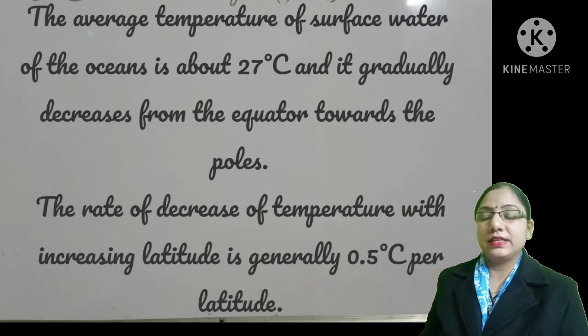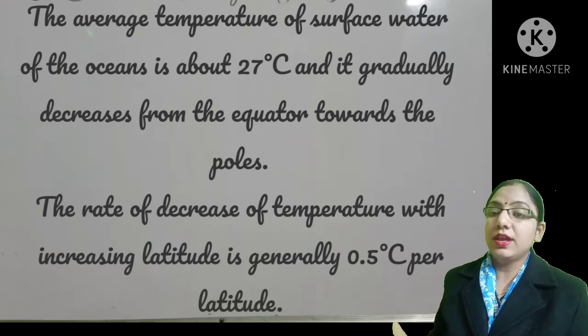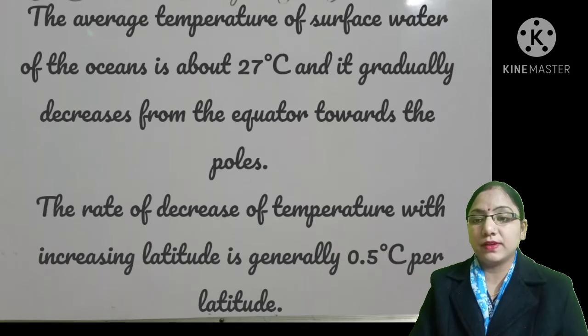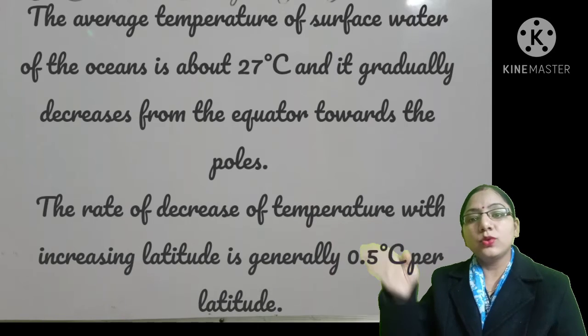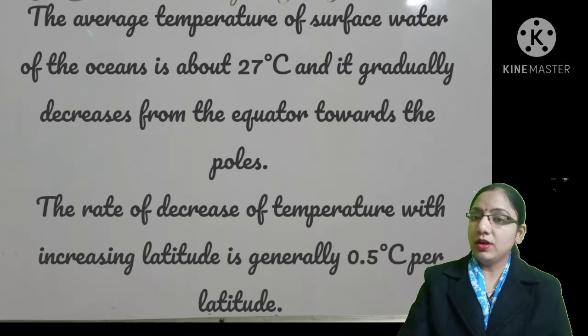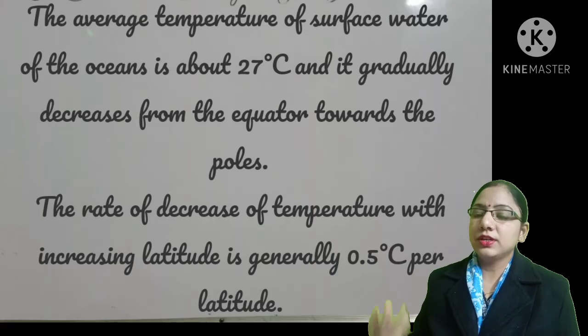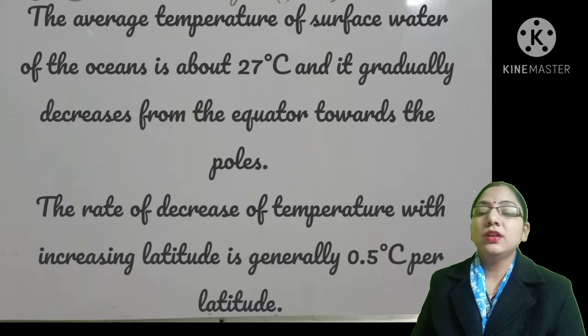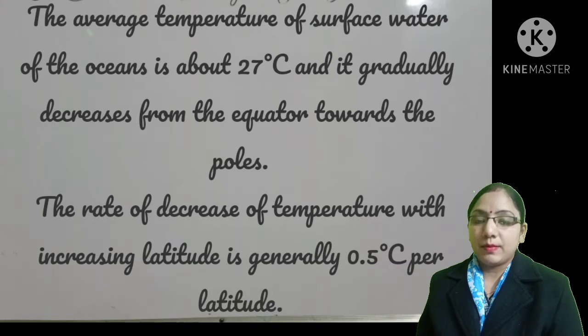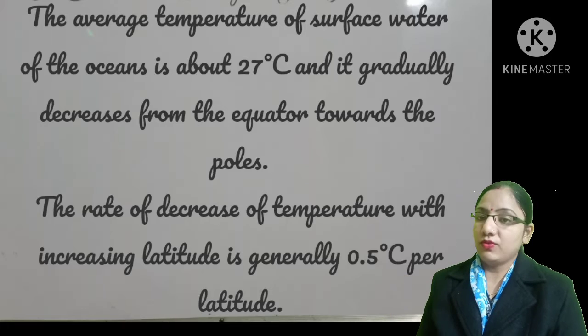Here we can see the variation of temperature in the northern and the southern hemisphere, and it is totally different from the equator to the poles, and this condition is known as the horizontal distribution of temperature in the oceanic water.